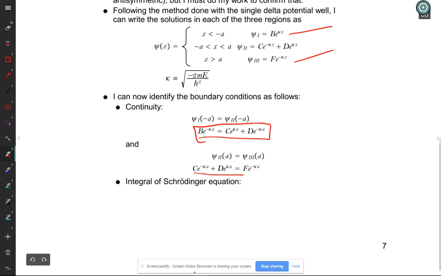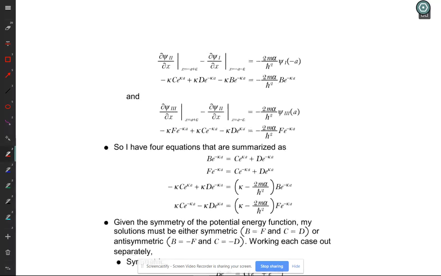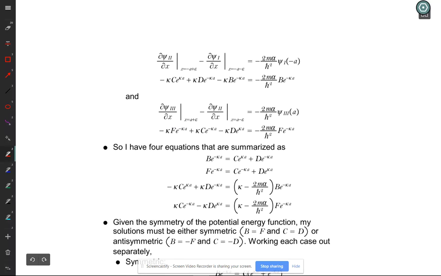And at x equals plus a, you get this equation. And then we had to do the integral of the Schrodinger equation because it was an infinite boundary, right? We couldn't just say the slopes are continuous because it's an infinite boundary. So doing the integral at each boundary, we have the difference in the first derivatives.